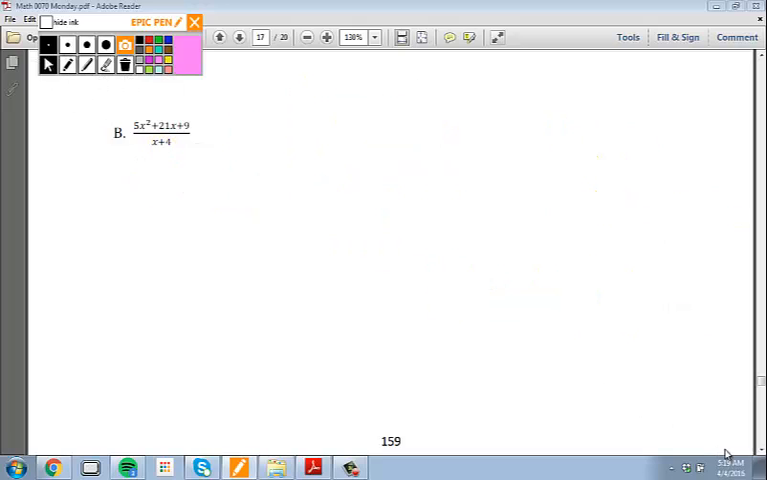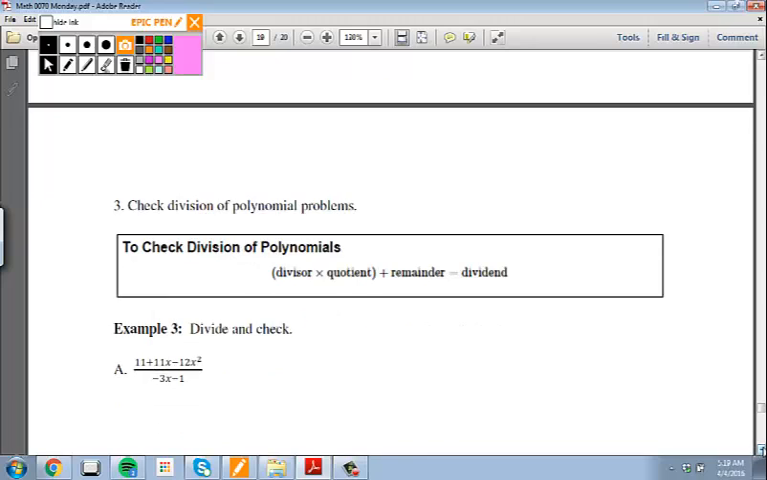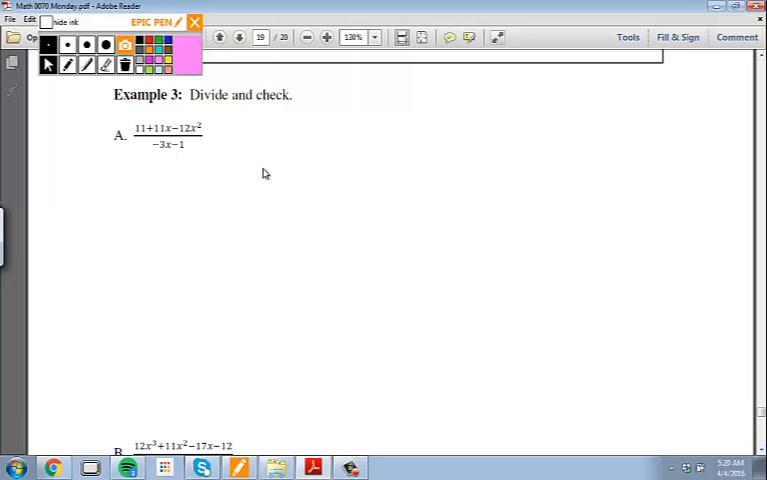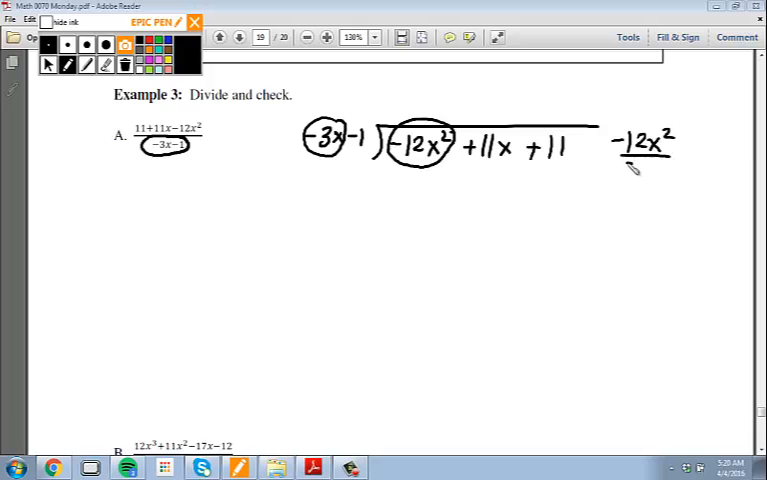Alright, so let's look at page 161. So check division of polynomial problems. So we're going to divide and check it this time. So here we have a binomial in the denominator again, so negative 3x minus 1. Now, this is going to be a little bit harder because these are not in descending order, so I would write the negative 12x squared plus 11x plus 11 in this order because I want descending order, so that it will be easier for me to do this division here. Alright, please keep that in mind.